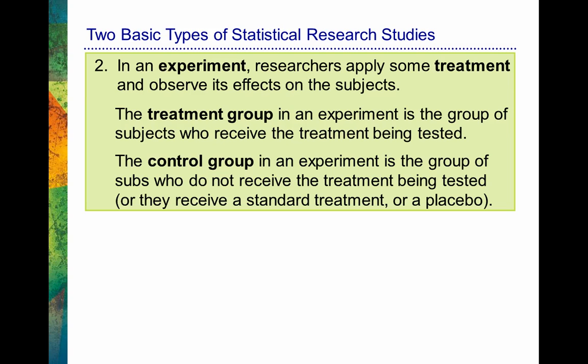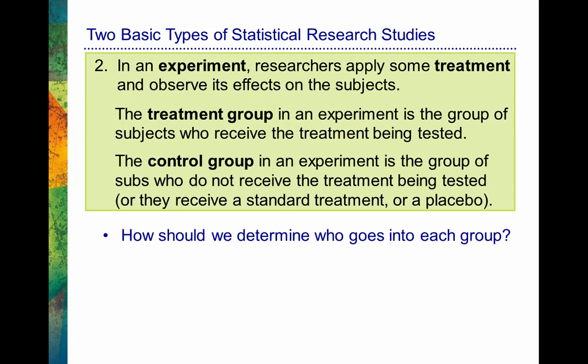Or possibly I would be testing some new hormone replacement therapy, and the people in my treatment group would be getting this new drug, and the people in the control group would get some standard treatment. Right? But I'm deciding who's in each group. So a good follow-up question would be, how should we determine who goes into each group? Well, this is really the key of an experiment. Because I have all this control, I can equalize these groups.